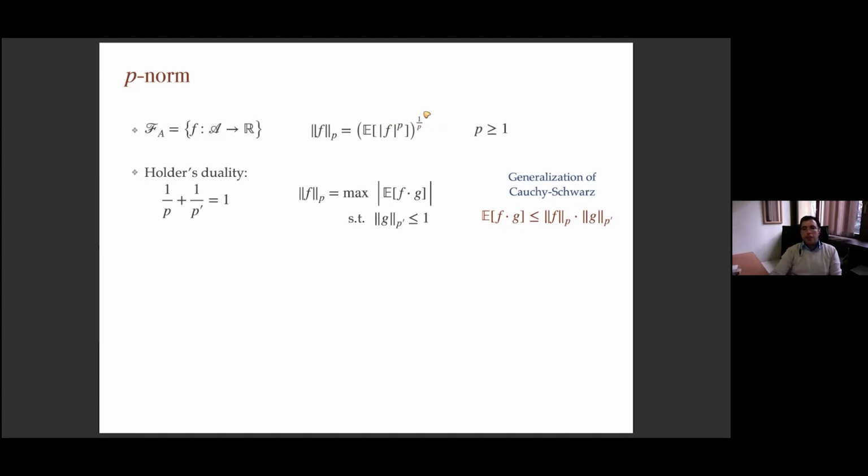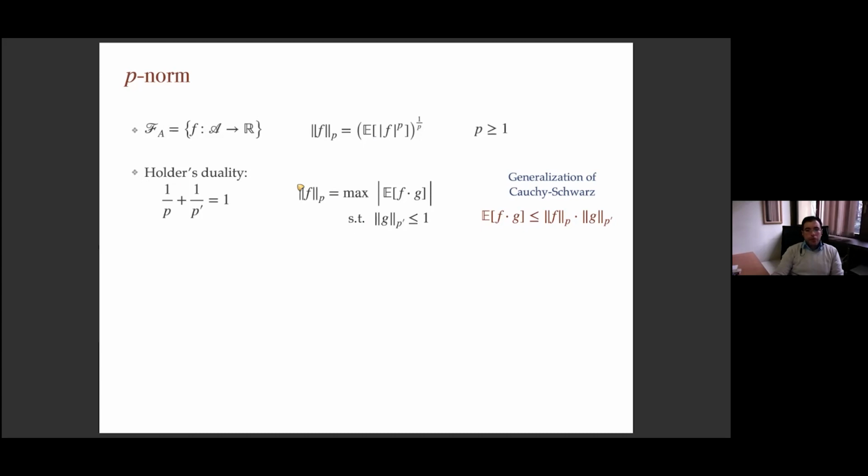If I let p be equal to 2, I'll get the norm corresponding to the inner product. But for other values of p, it does not necessarily come from an inner product. It's just a norm. It satisfies the triangle inequality, so I can think of it as a norm or a distance.